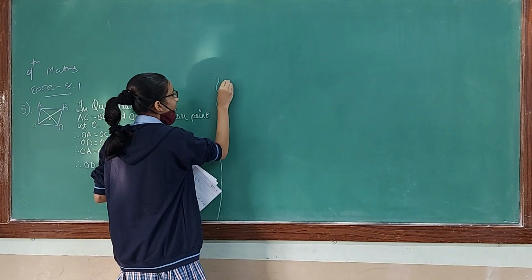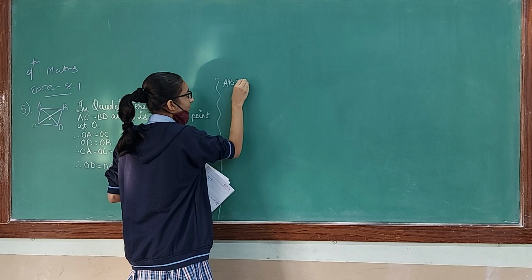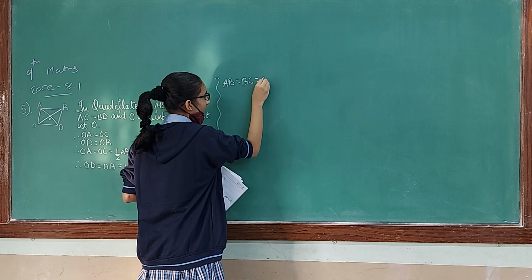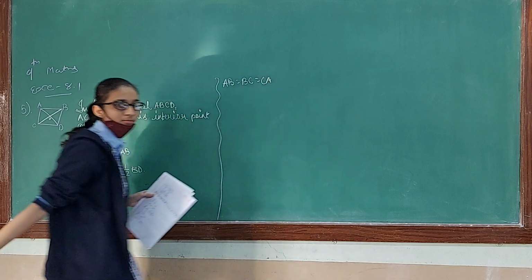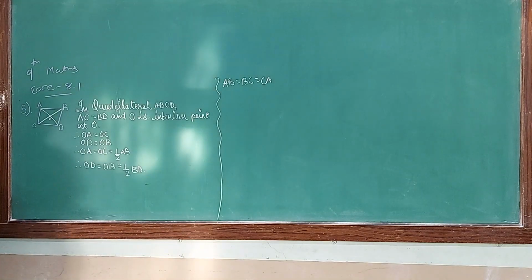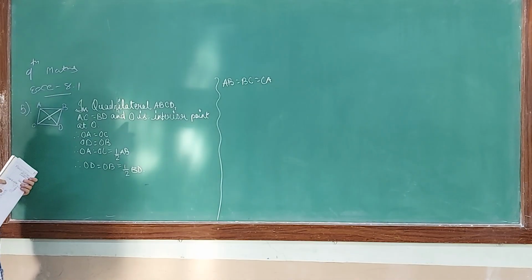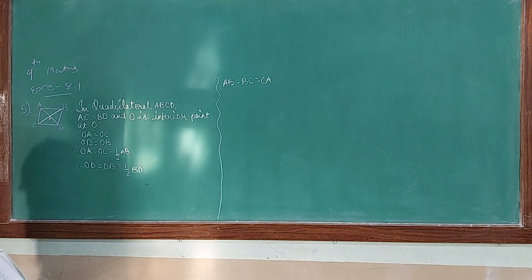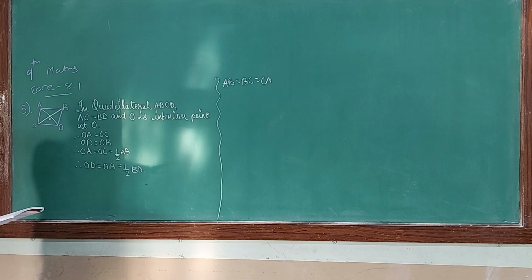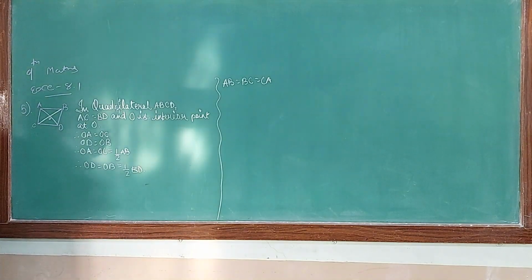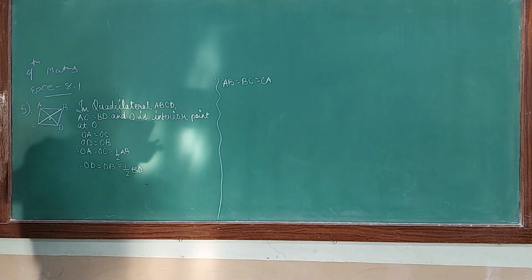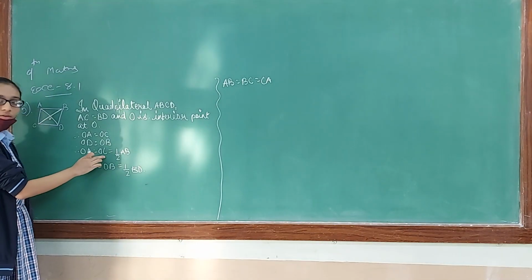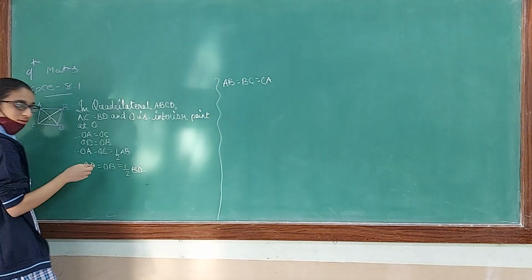Now let us go stepwise. Here O is a midpoint, or we can say the intersecting point of two diagonals. That's why she wrote OA equals OC, because of the same diagonal. Okay. OC will not come. OA equals OD. Yeah.